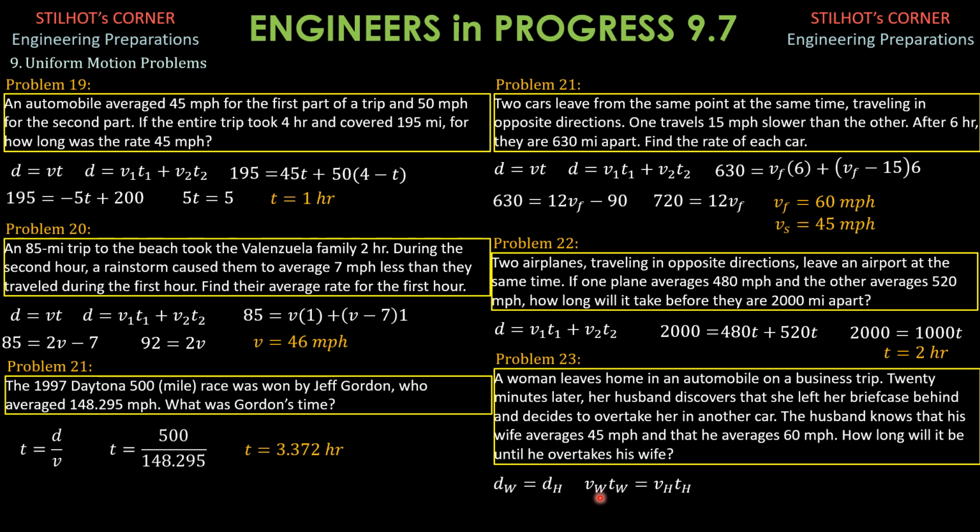So it is 45 times the quantity T plus 1/3 hour for the wife, or 1/3 plus T. For the husband, 60 times T. Simplifying, 15 equals 15T, where 15T is 60T minus 45T. So T is 1 hour. So after 1 hour of driving, the husband is able to catch up with his wife.